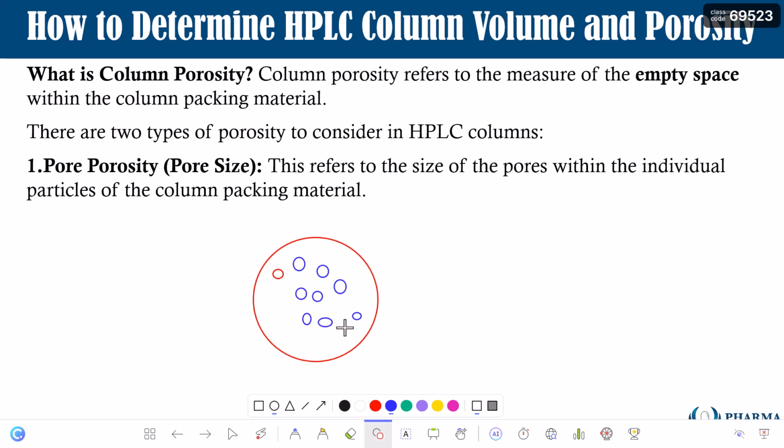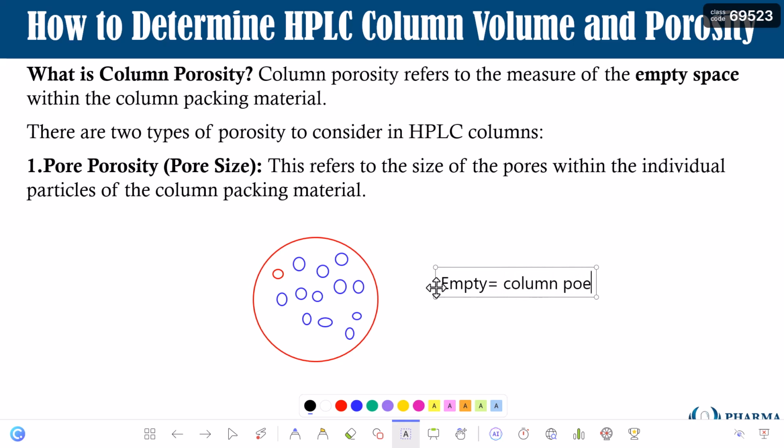Now are these pores empty, hollow, or what are they? They are actually hollow spheres. They are actually empty spheres. And hence if they are empty, then they can certainly contribute to the column porosity, because column porosity talks about the empty space within the column. I hope you understand that the first important aspect is understanding the pore size of the column, and that can certainly contribute to the column's porosity.